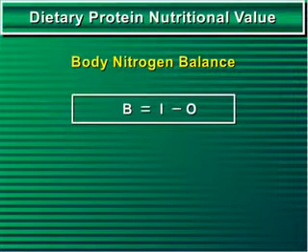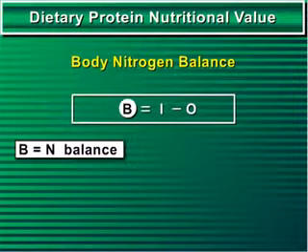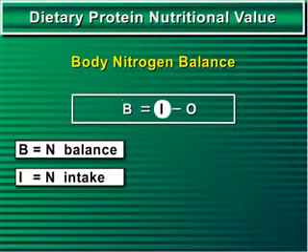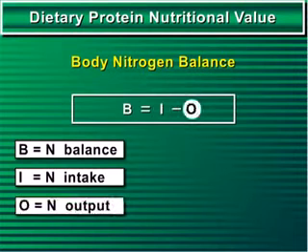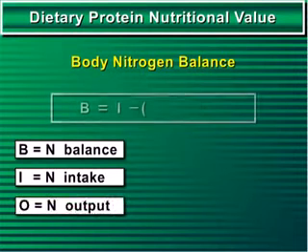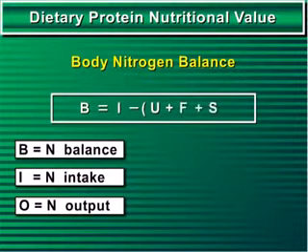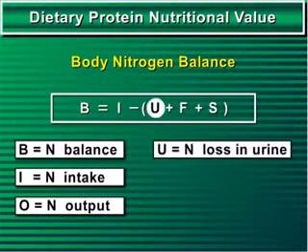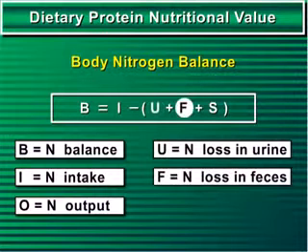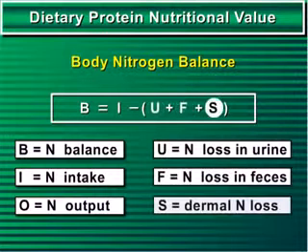It can be applied by using the shown equation, where B is equal to nitrogen balance, I is equal to nitrogen intake proceeding from dietary proteins, and O is equal to nitrogen output, which in turn is the sum of U plus F plus S, where U is equal to nitrogen loss in urine, F is equal to nitrogen loss in feces, and S is equal to the dermal nitrogen loss.